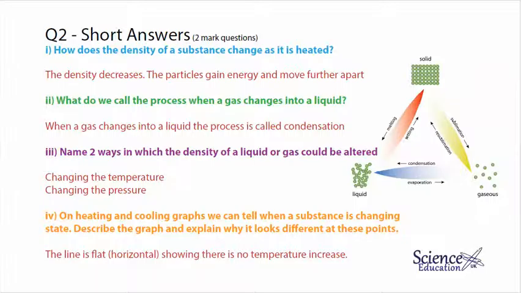Next one is, name 2 ways in which the density of a liquid or a gas could be altered. 2 easy ways really. We can either change the temperature, heating or cooling it, or we can change the pressure. And the last question, if we look at a heating and cooling graph, we can see flat areas on the graph, and this is showing that there's no temperature increases at these points.